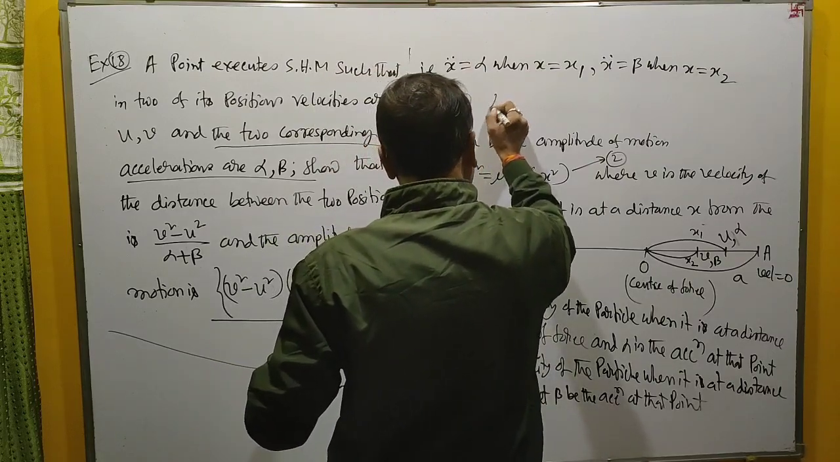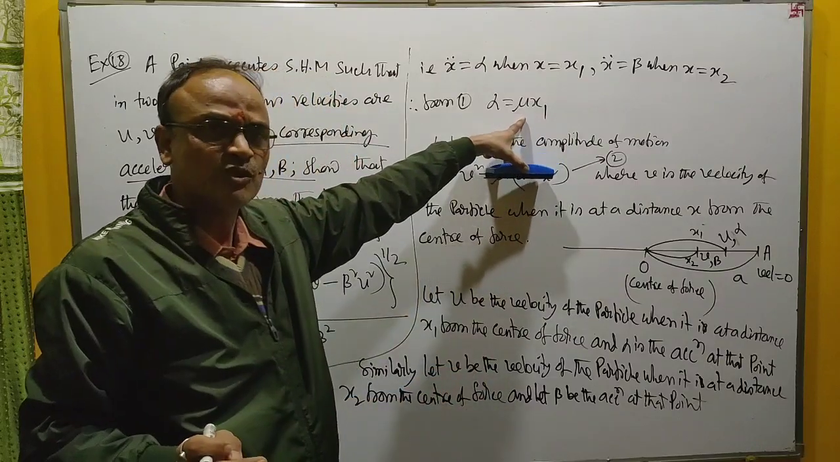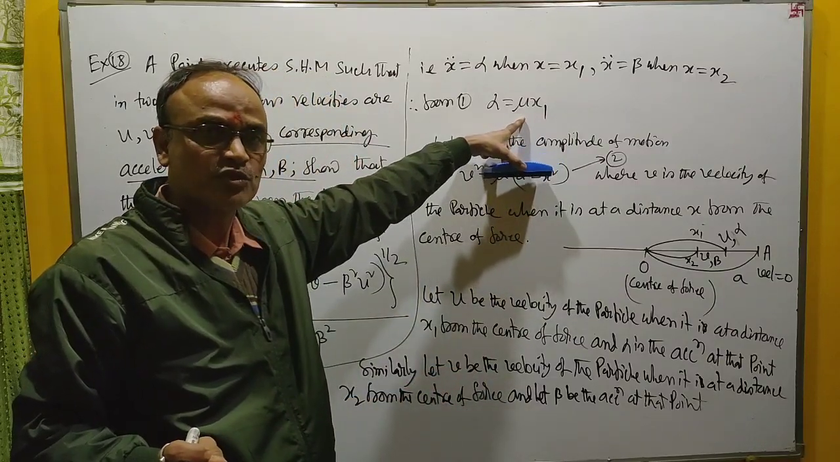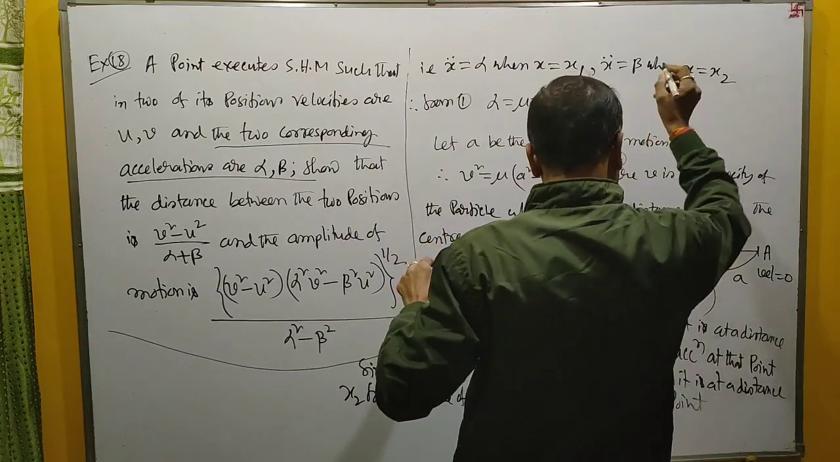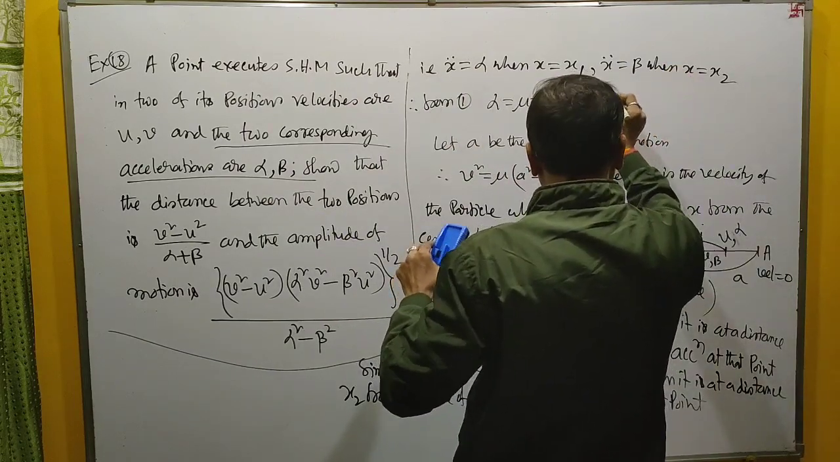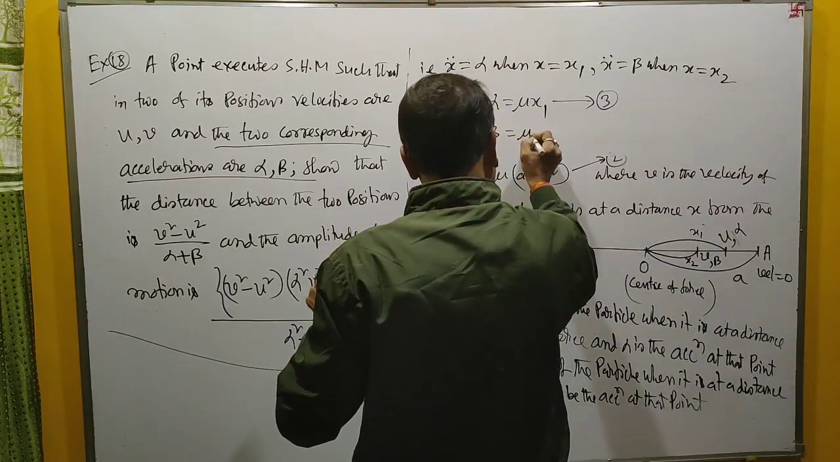Alpha equal to mu x1. Take the numerical value. Acceleration is proportional to the distance. Suppose this is number 3. Beta equal to mu x2.